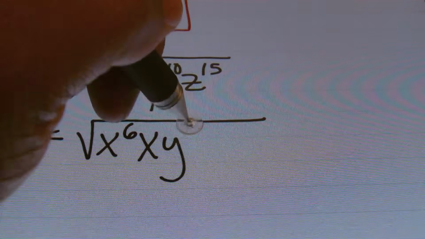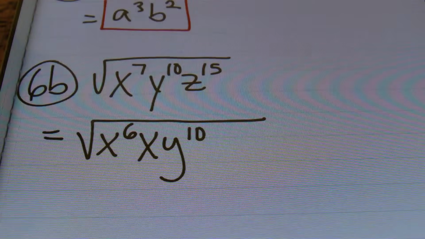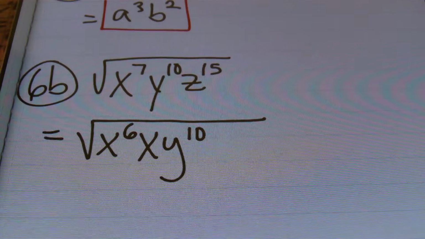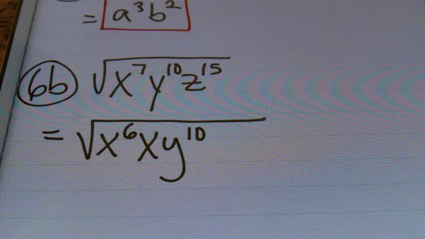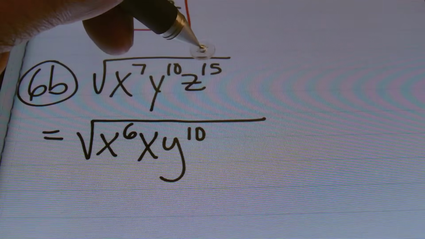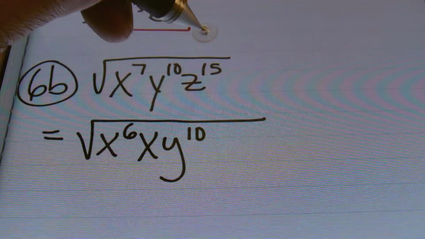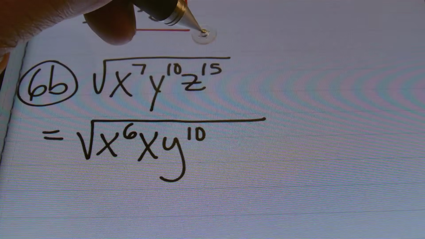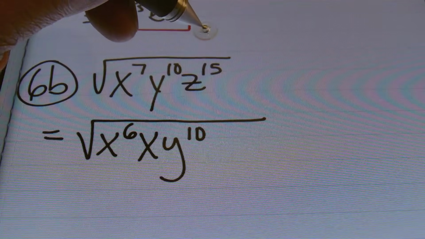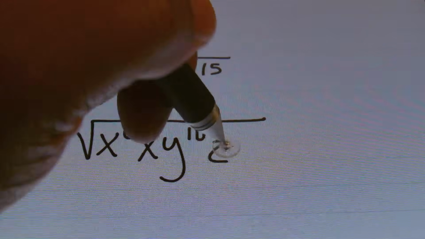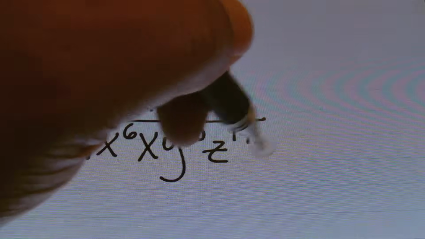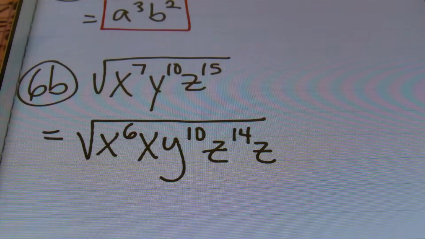I'm bringing down this y to the 10th power because it's already an even exponent. I know I can divide this 10 by 2 evenly, so it's fine the way it is. However, with this z to the 15th power, the largest multiple of 2 that'll go into 15 without going over is 14. So I'll have this rewritten as z to the 14th power times z, just like that.